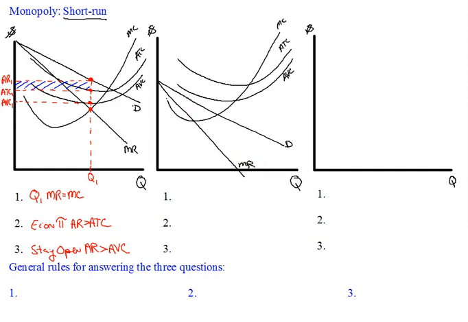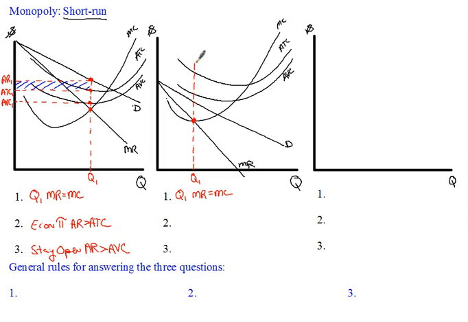Okay, let's answer our three questions. Answer to question number 1: where do we produce? Marginal revenue equals marginal cost. So this gets complicated again. Let's find it. Here's the marginal revenue curve, here's the marginal cost curve. So we're going to produce right here, at Q1, where the marginal revenue is equal to the marginal cost. And let's get that tunnel vision. If we produce where marginal revenue equals marginal cost, that's producing at Q1. We're going to extend that all the way up.